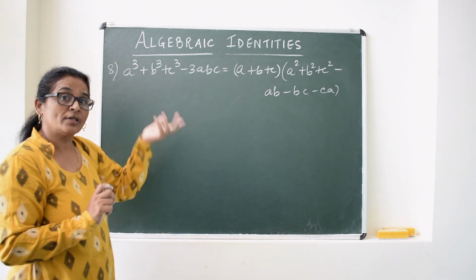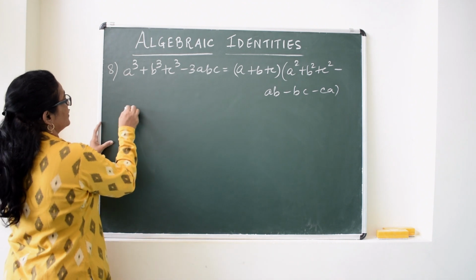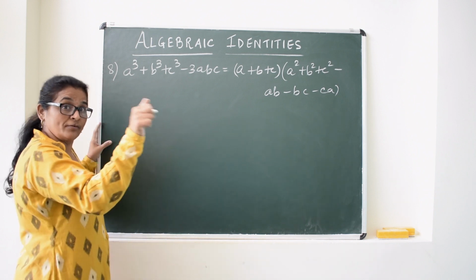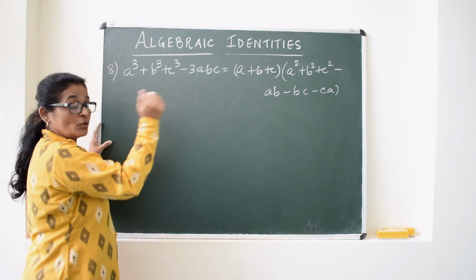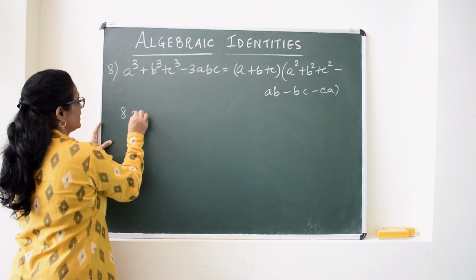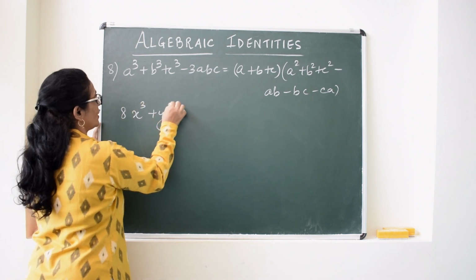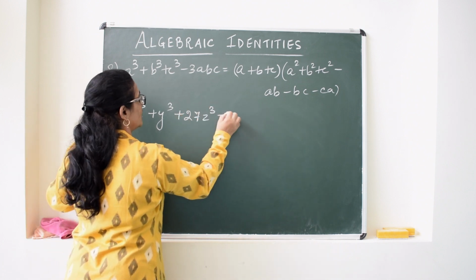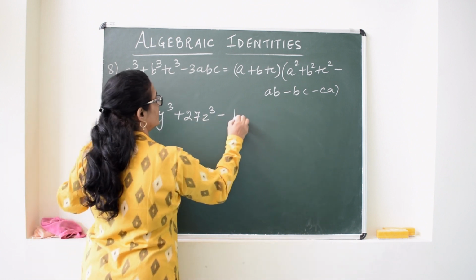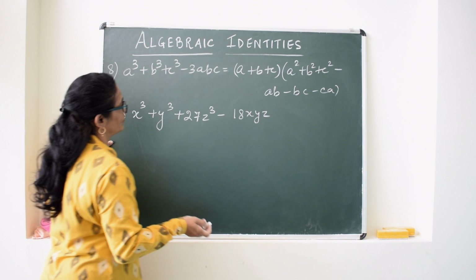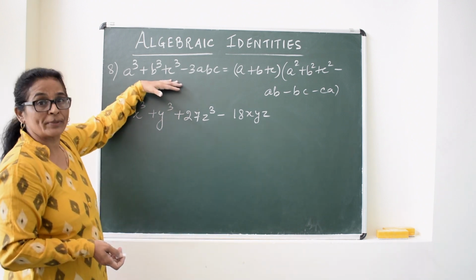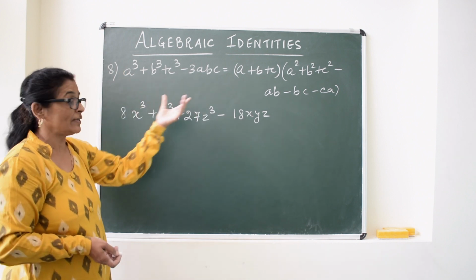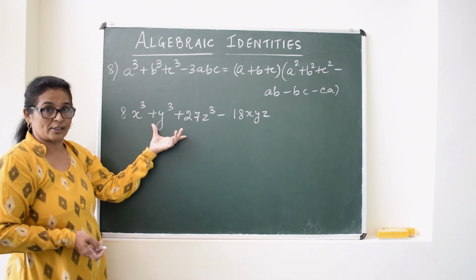So, if the question comes, for example, factorize. Why factorize? Because normally we write the factors in the form of the product of any expression. So, the question is 8x cube plus y cube plus 27z cube minus 18xyz. Now compare this with this given expression. This is the left hand side. We have to write the right hand side, means we have to write the factors of this given expression.